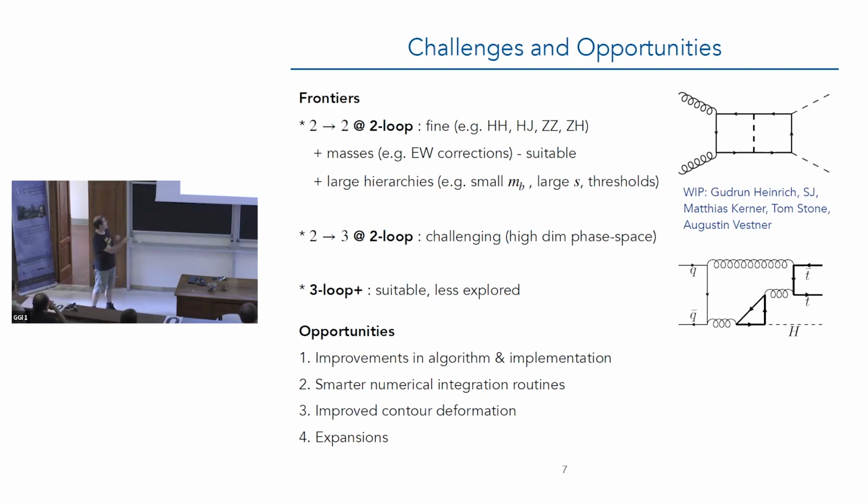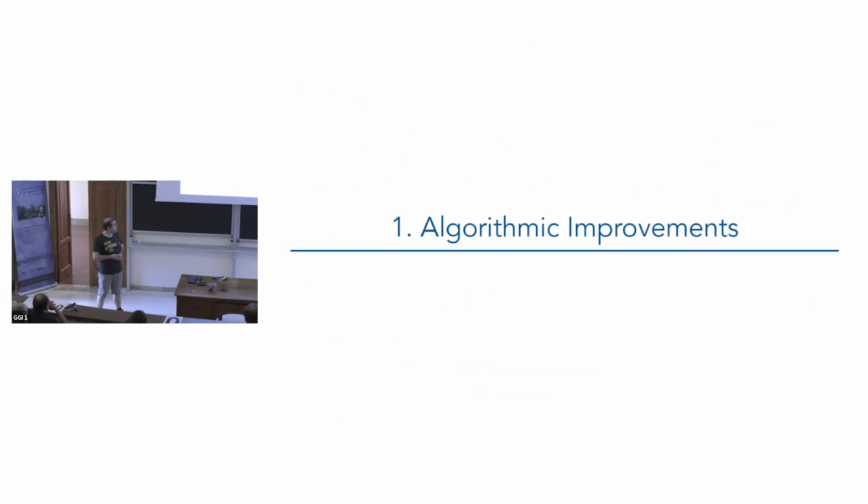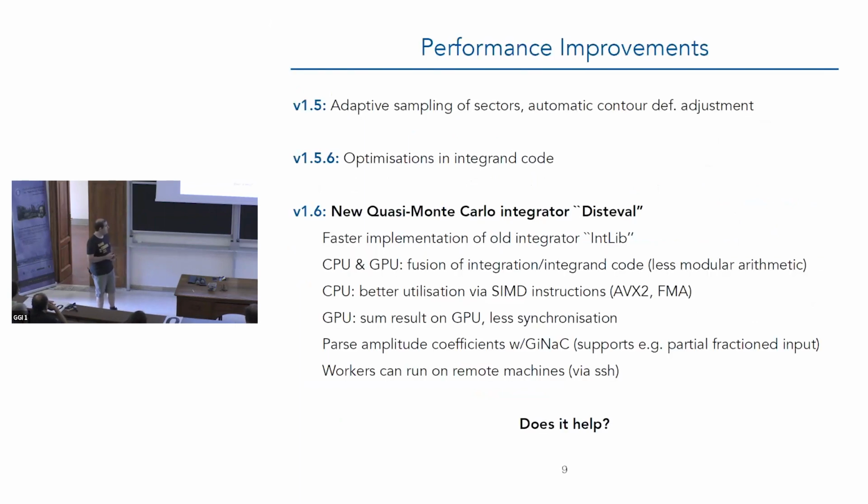Okay, in order to attack these problems, we need to improve our algorithms or find ways of speeding up sector decomposition. Ultimately, it's a numerical method, and you're limited by the computing time. So you need to be smart with how you use it. There are several opportunities here to improve. We can improve the algorithm and the implementation. We can try to find smarter numerical integration routines to numerically compute these integrals. We can think about better ways of deforming our contour. And then, of course, we could make use of expansions when we have these large hierarchies. So let me start by telling you some of the changes that have happened over the last 2 years in PySecDec.